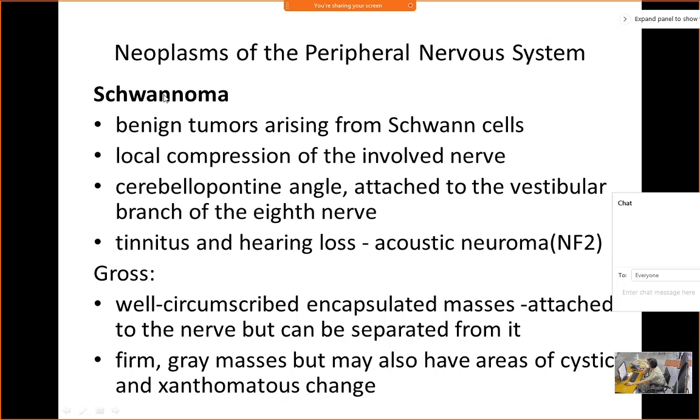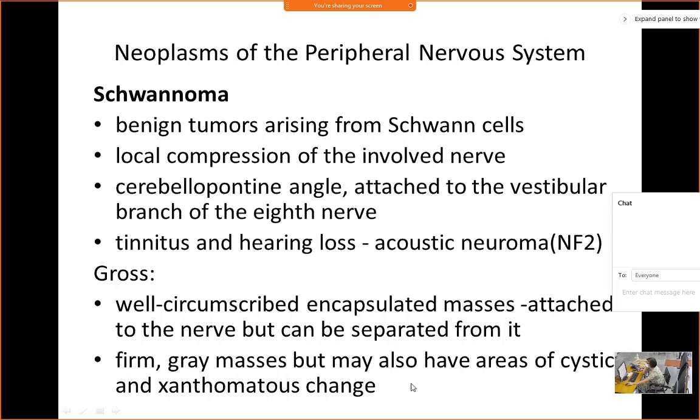So schwannomas are benign, and they are well circumscribed, they are encapsulated. This is what I was trying to tell you, that they are attached to the nerve, but they can be separated from it. Whereas in neurofibroma, they sort of engulf the whole nerve. So to cut off the neurofibroma, you have to actually sacrifice the nerve. But in a schwannoma, when it occurs at the periphery, it can be separated from it.